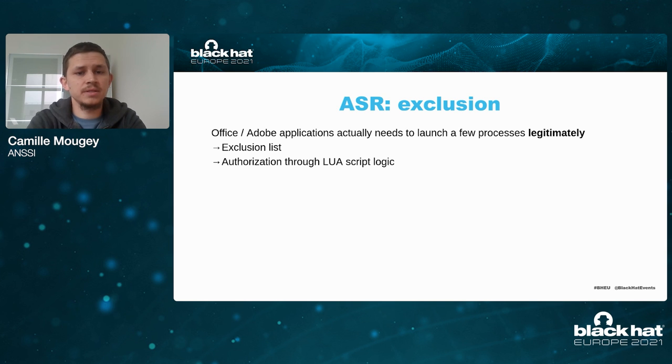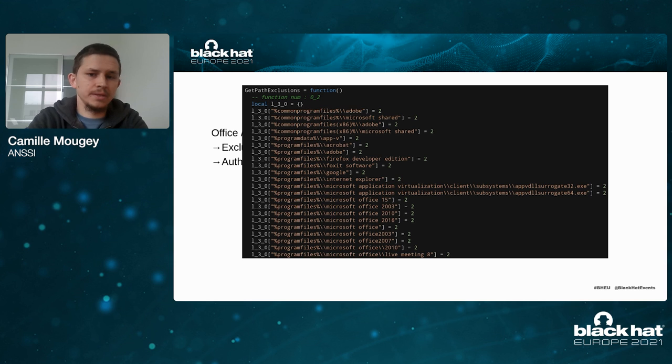Another thing is that sometimes Office or Adobe applications actually need to launch a few processes legitimately. So how can they do that if the rule is enabled? The way it is implemented is that they use an exclusion list, or it can be authorized through a Lua script logic. So if you look at what is actually excluded in the rule description, you can understand that if the executable that is launched is in this path, then it is okay, you can launch it.